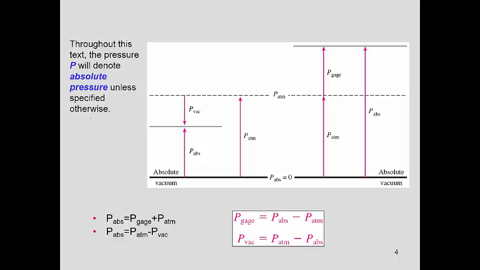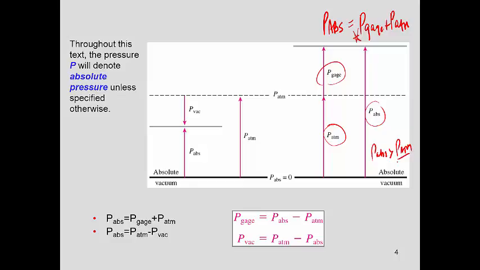So let's see the easiest case, which would be this. Here you have your atmospheric pressure and then a gauge pressure. So if you add them, you have the absolute pressure. So in that case, the absolute pressure is equal to gauge plus atmospheric, and you have your P abs larger than your atmospheric pressure.